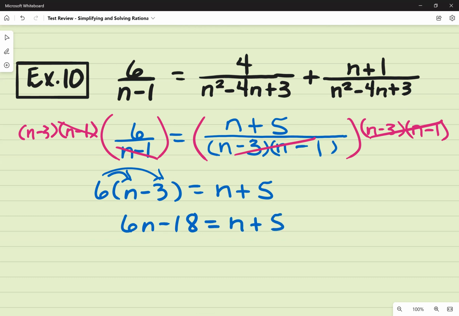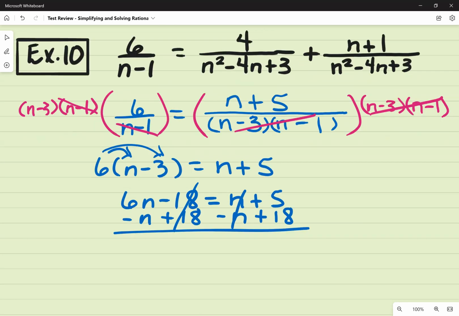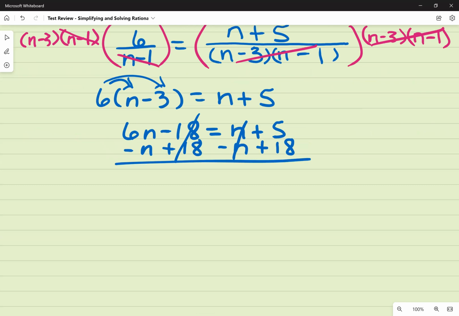And again, I want to combine like terms, so I subtract n on both sides. I add 18 on both sides. That way, my constants on the left-hand side go away, my variables on the right go away. 6n minus 1n is 5n, and 5 plus 18 is 23. I want to divide both sides by that 5. And I see that n is in fact 23 over 5.